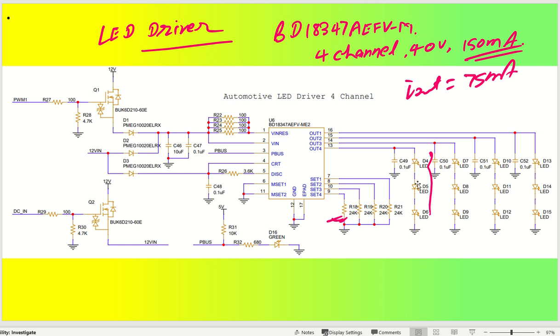Okay, so those automotive LEDs of your own color choice, or any desired color that you want, you can put down here. Those LEDs will be fine. So similar to that, all the 4 output channels have been connected.